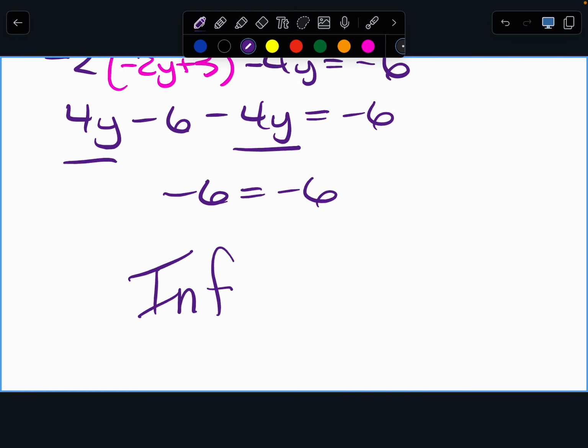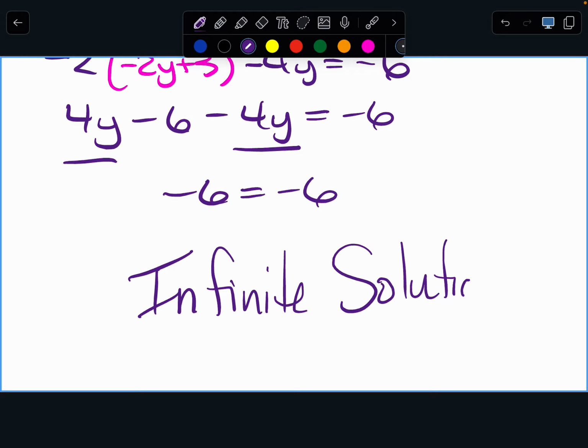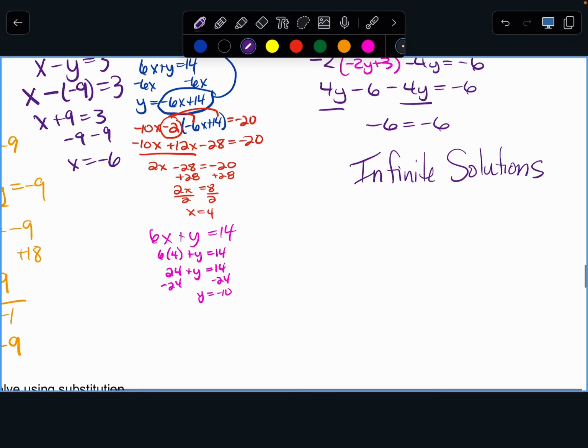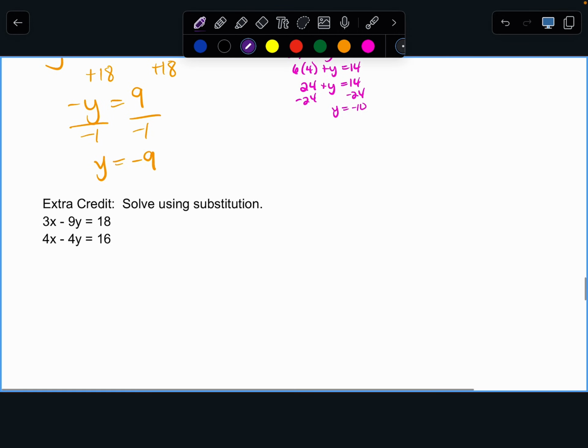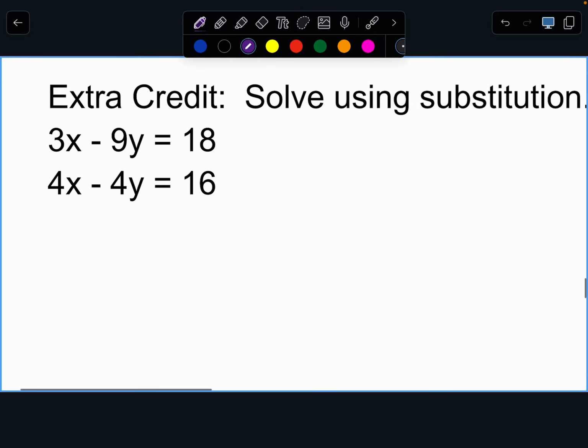Infinite solutions, or infinite number of solutions. And then last but certainly not least, you just decide which one you want to solve for.